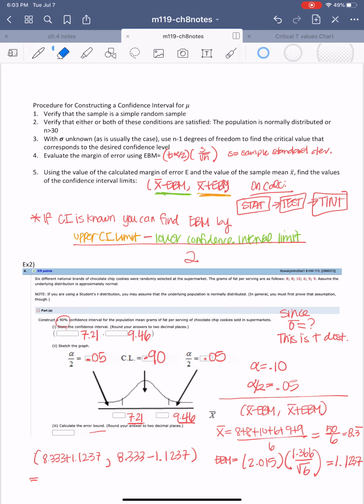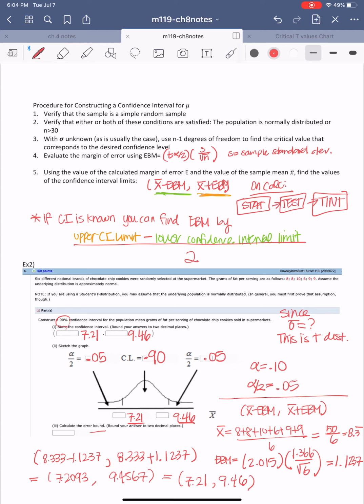This one here should be minus, and this should be plus. Minus 1.1237, 7.2093. Upper limit 8.333 plus 1.1237, which is 9.4567. But if you round it to the 2 decimal place, I'm getting exactly the same number, 7.21, comma 9.46.